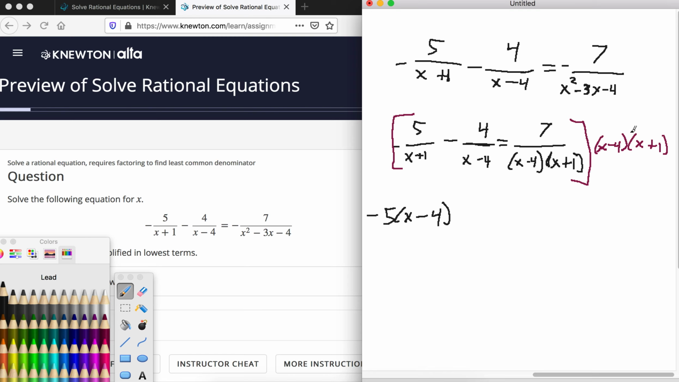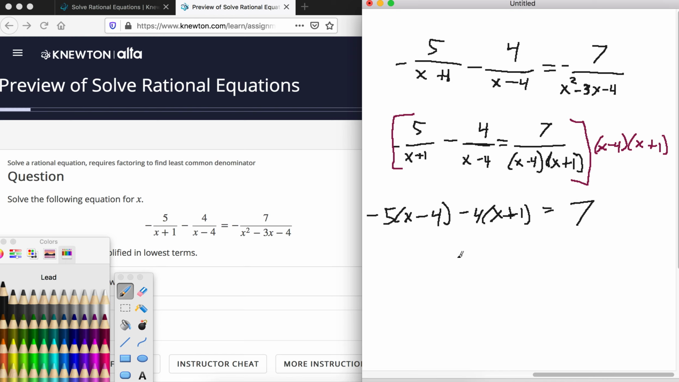Okay, same thing over here. When we multiply all this stuff to this term, watch the negative sign, okay? The x minus 4s are going to cancel. So you have -4 times x plus 1. And then everything cancels out when you multiply here, right? So you're going to be left with 7.